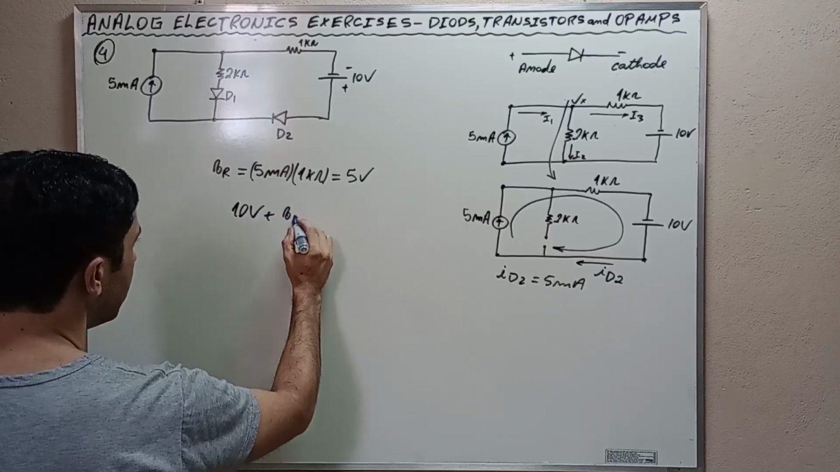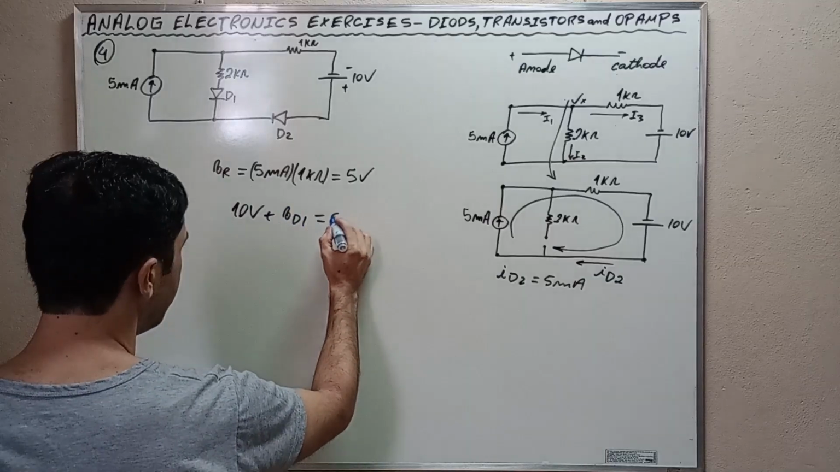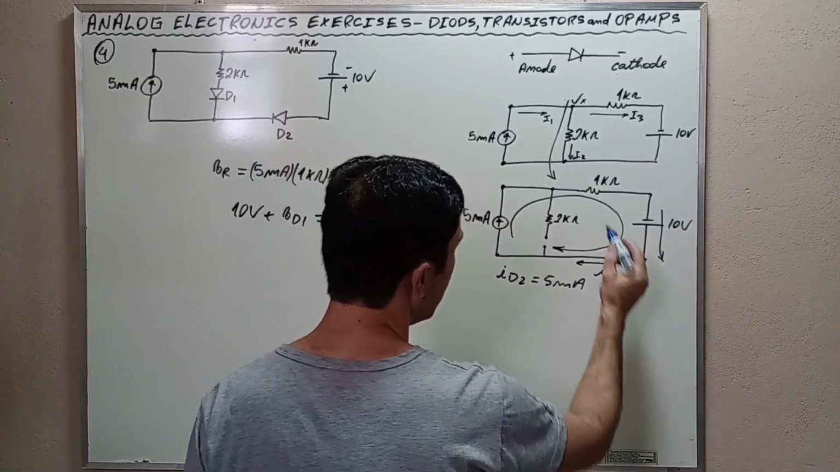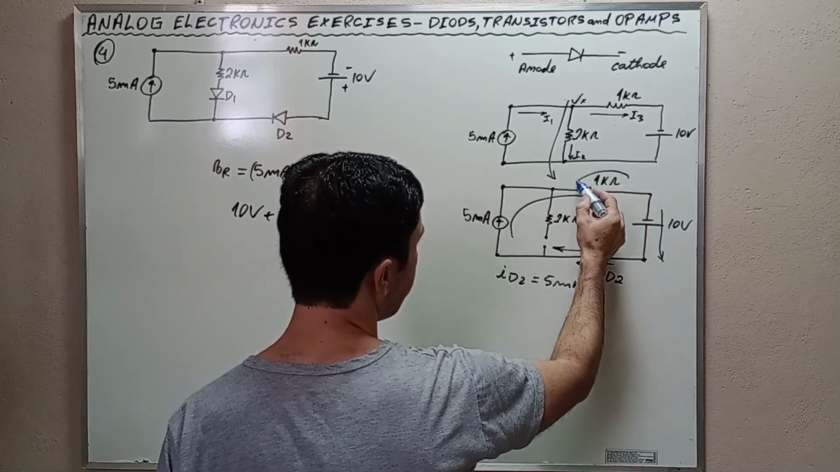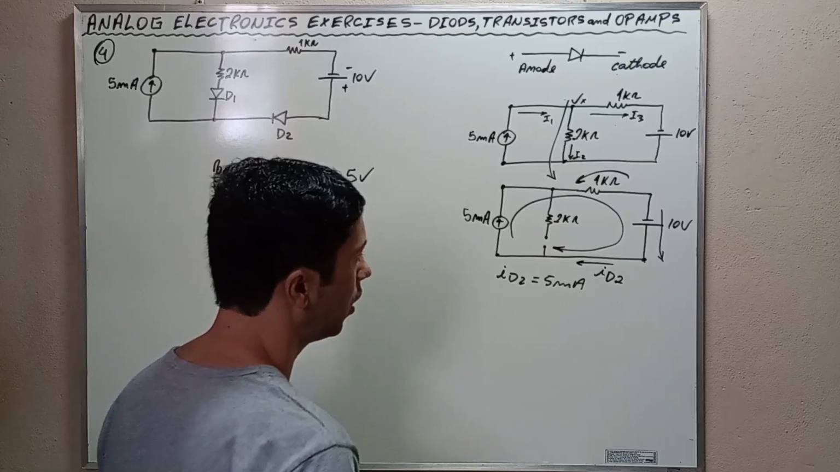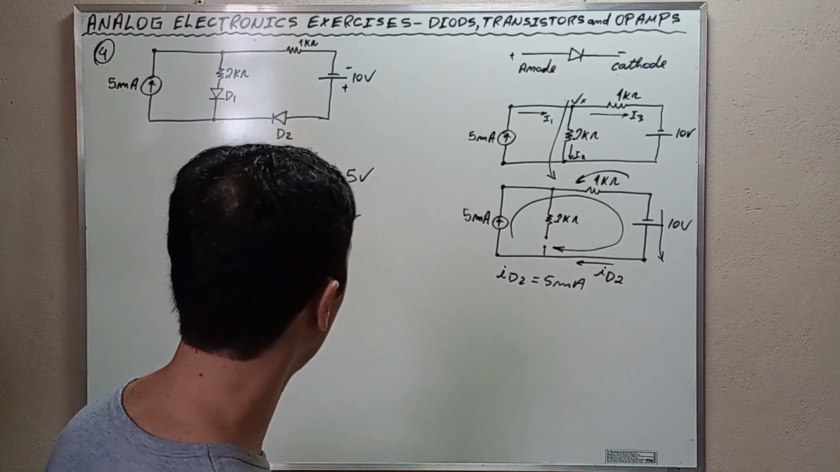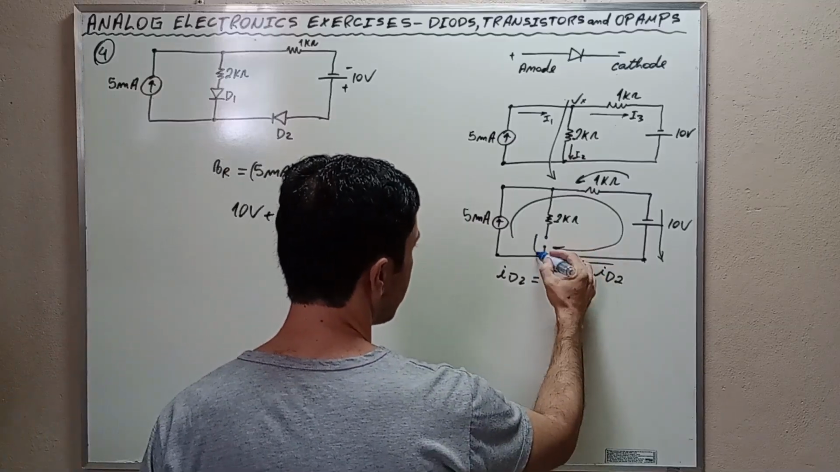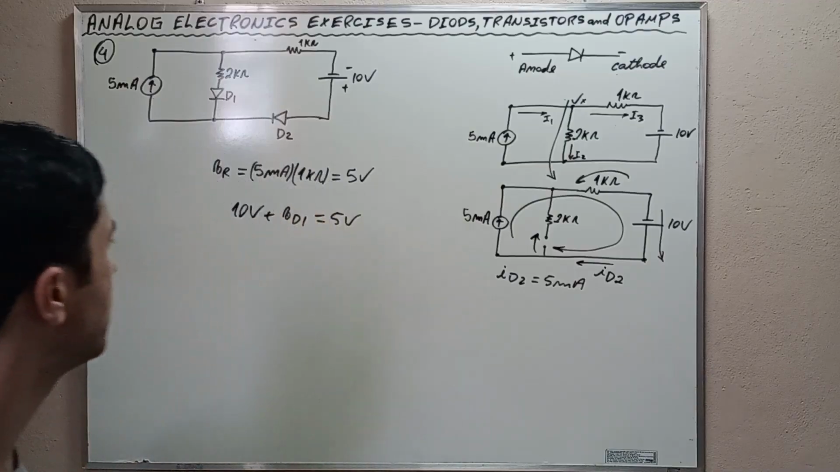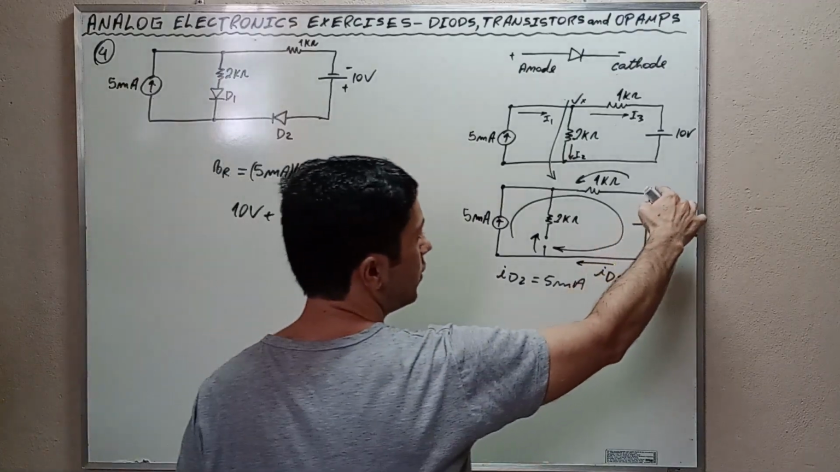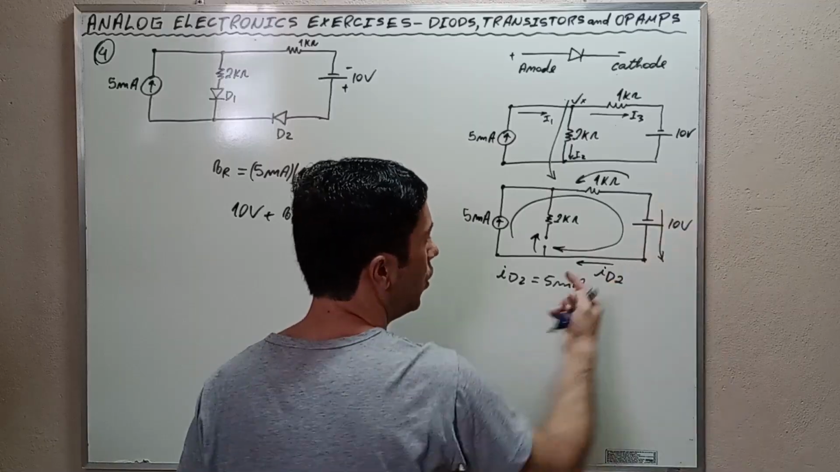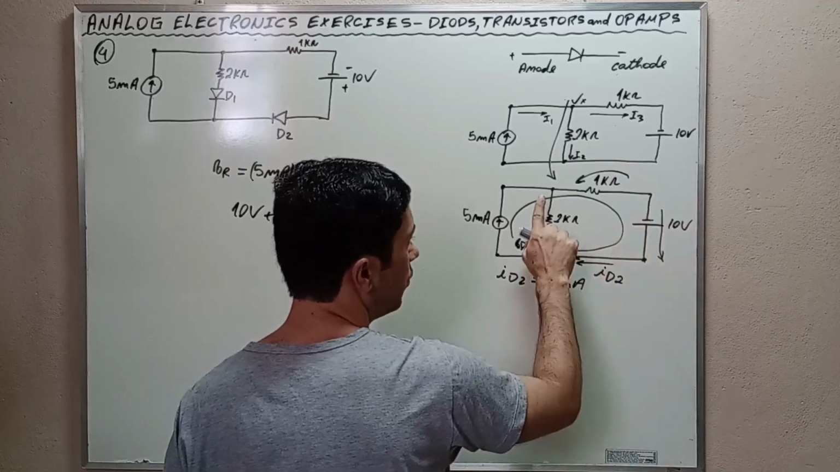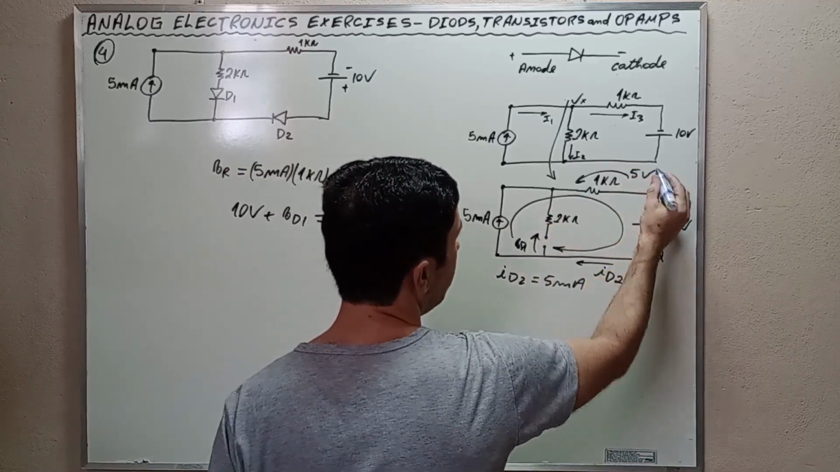Lastly, we observe that 10 volts plus VD1 is equal to 5 volts. Okay? From this voltage here plus this voltage here, VD1 is here, okay? 10 volts plus VD1 has to be equal to 5 volts, okay?